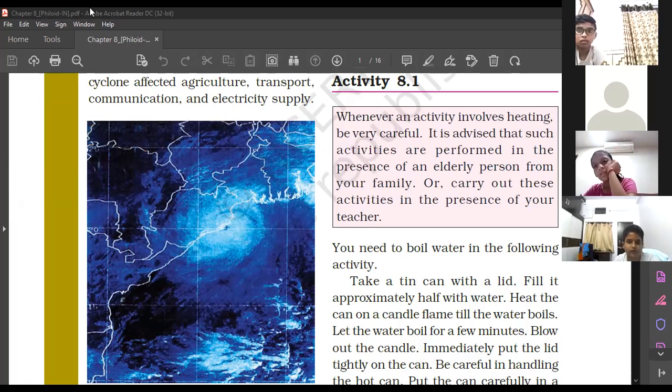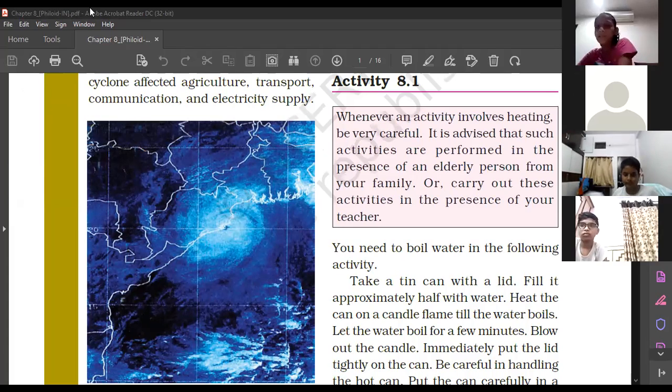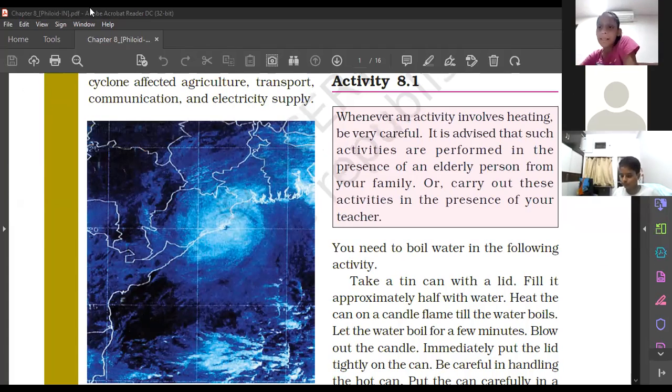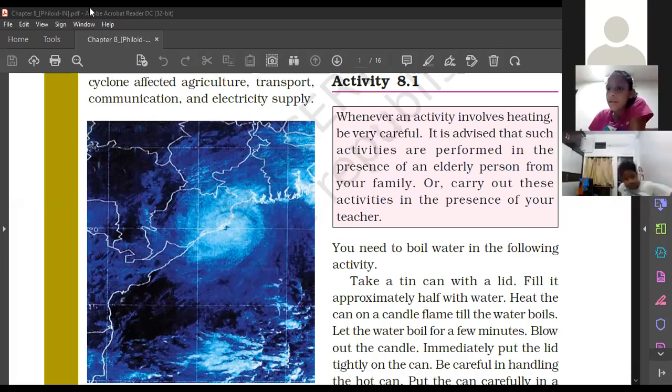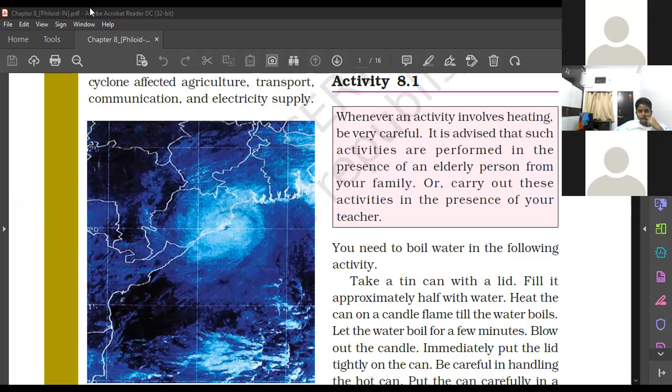Don't raise your hands. I'll ask each and everyone. Next, Ahana. Sir, I think it's a cyclone. Cyclone. Okay. Srusti, what is your answer? Sir, cyclone. Cyclone only. Aditi. Sir, a cyclone forming.